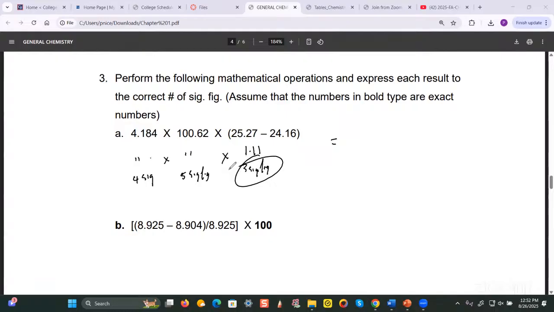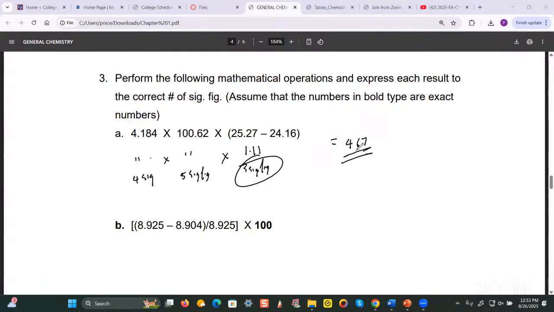So I'm going to multiply the 1.11 by 100.62 by 4.184. And according to my calculation, I got 467.3034288. But we have to round that off to 3 sig figs, so that becomes 467. And that would be how that is done. All right? Any questions about this one?